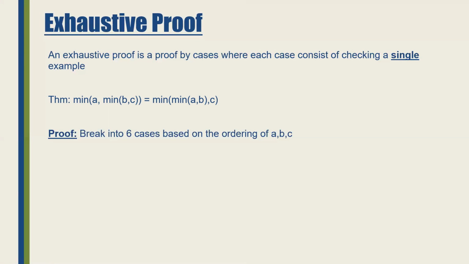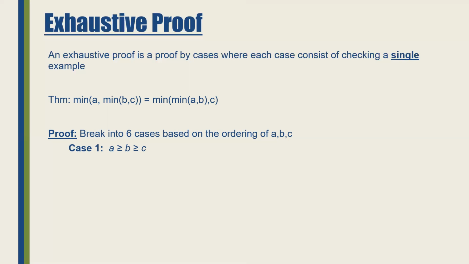There are 6 ways to order A, B, and C. So I get 6 cases, and each one of these cases is exactly a single example. So let's assume A is greater than or equal to B, which is greater than or equal to C.